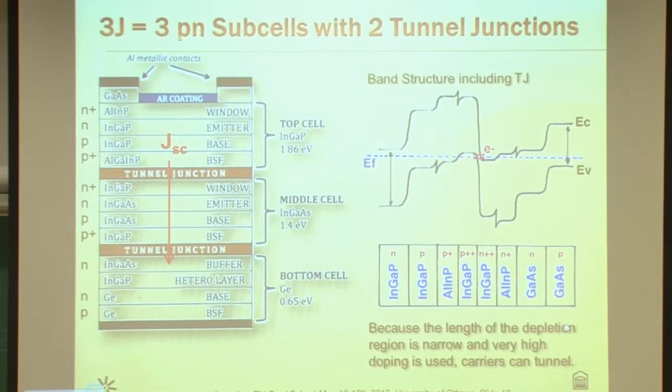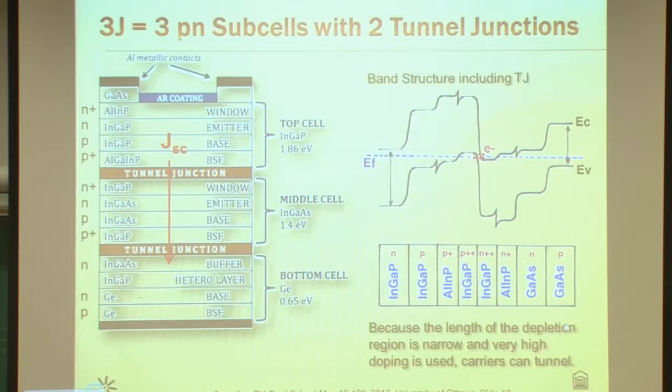Looking at that stack in a little bit more detail, we have three junctions, three subcells, separated with two tunnel junctions. These tunnel junctions have to be very highly doped, because ultimately we have an NP, and then another cell that's an NP, and another cell that's an NP. We won't get good conduction through the PN junction here, except by employing the tunneling effect, where we have very, very highly doped layers that are very thin as well, and you can actually get tunneling across the band.